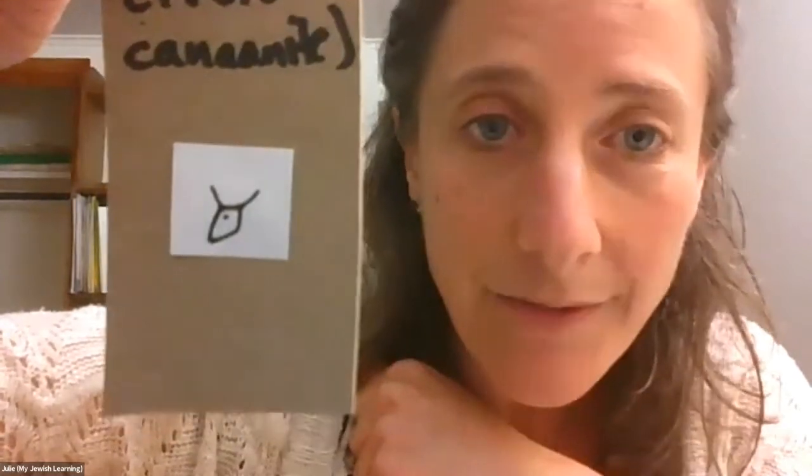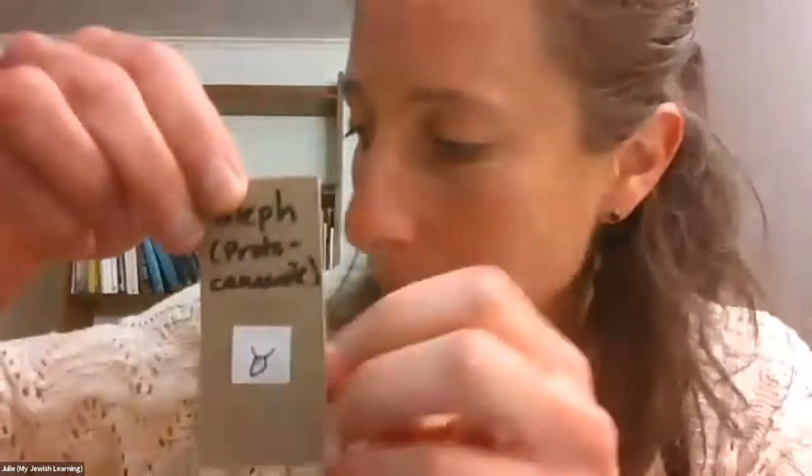So I'm holding up to my screen a very early Aleph, okay? What does this look like to you? Yeah, it's an ox, right? And initially, it meant ox. The word Aleph, the first letter of the Hebrew alphabet, didn't represent a sound, it represented an actual ox.